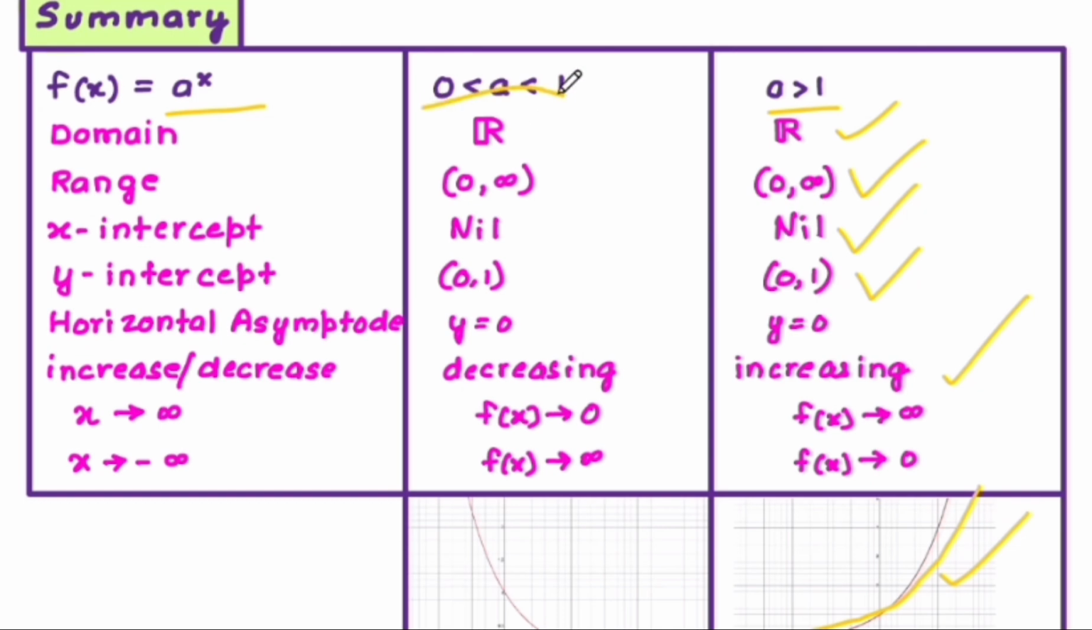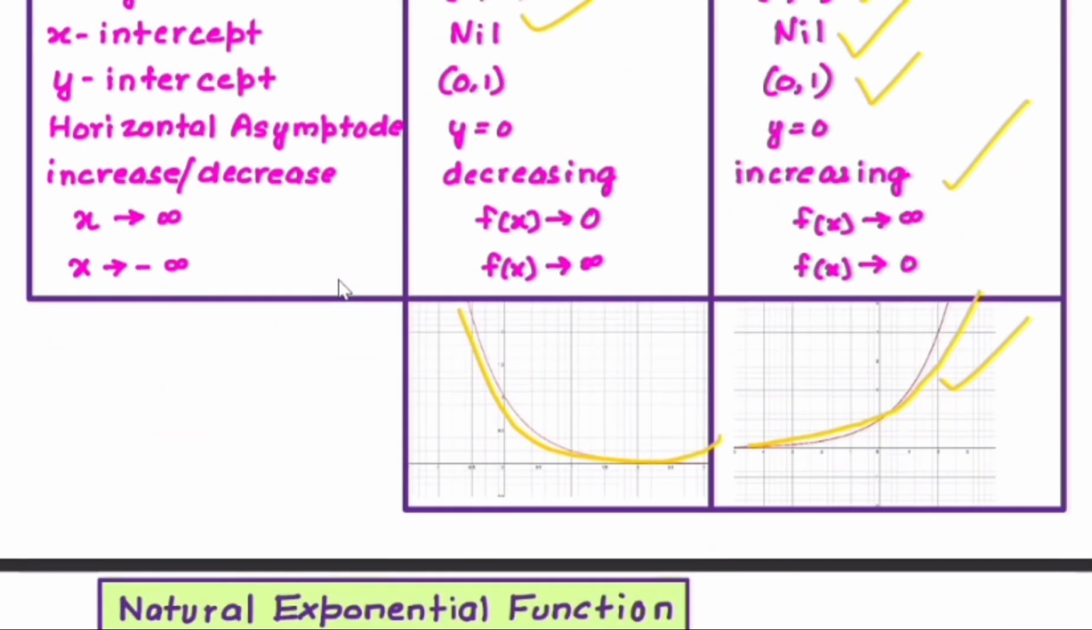Similarly, when your a lies between 0 to 1, domain will be same, any real number, range will be any positive number, no x-intercept, and it will be a decreasing function. Y-intercept will be 0 to 1.